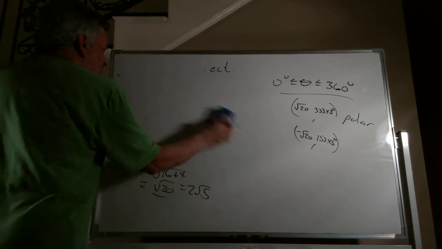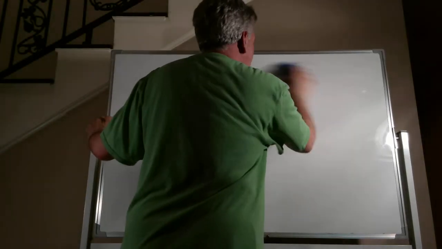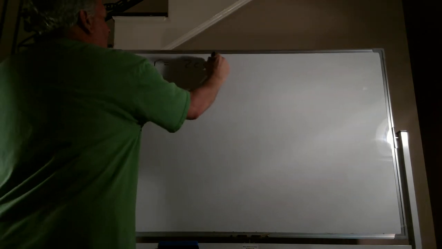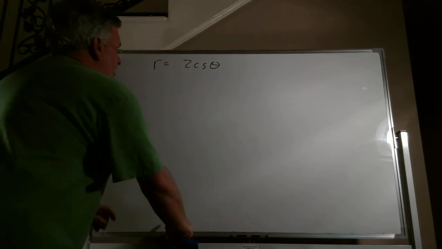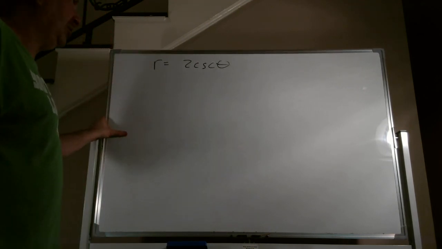Now what about, instead of converting an ordered pair back and forth, what if you had an equation? So the next one says, consider the equation r equals 2 cosecant theta. Now here's an equation with cosecant. Here's an equation with r and theta. Well, this is a polar equation. Let's convert this to a rectangular equation. So instead of r's and thetas, we want x's and y's. And then it says to sketch the graph.